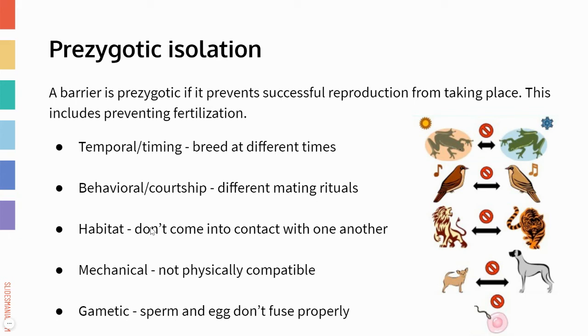We could also have mechanical differences. So in order for mating to happen, the bodies of the two populations have to be physically compatible. And if this isn't the case, then mating won't occur. And this is especially the case with a lot of insects because they have those hard exoskeletons. So the pieces have to fit correctly, like a lock and a key.